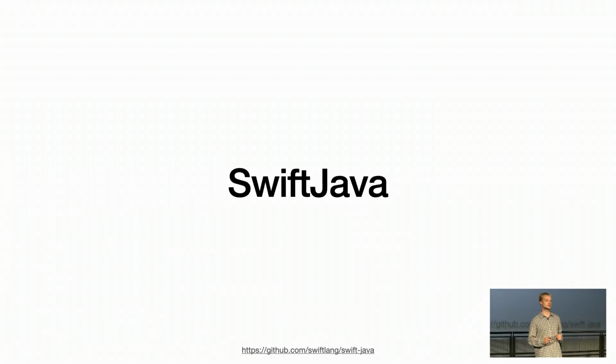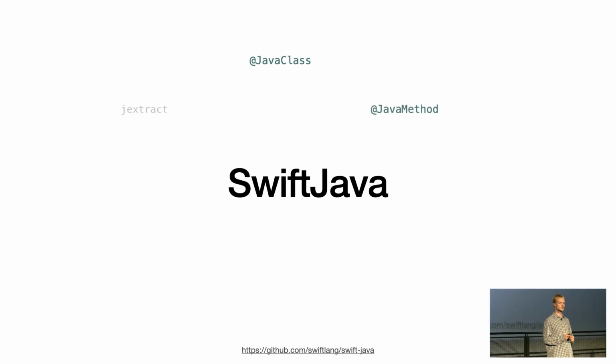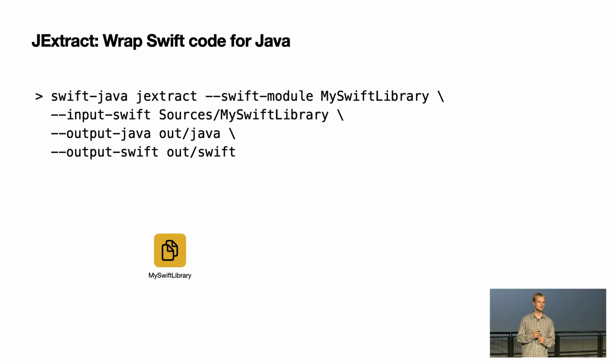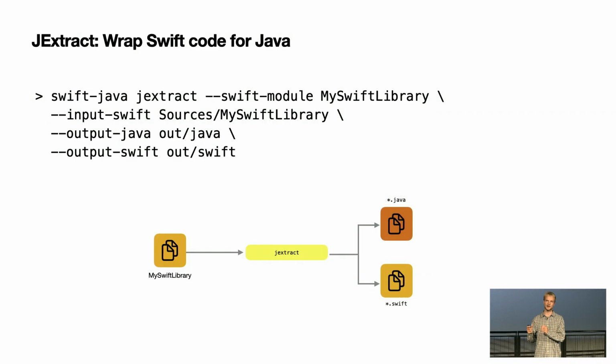Last year, at this exact conference, the Swift team announced the Swift Java library. Now, the Swift Java library includes several tools for interopting between Swift and Java in both directions. In this talk, I'm going to be focusing on the JExtract tool. Now, the JExtract tool is a command line tool and also a build plugin. It will automatically take your Swift sources, analyze them, and extract Java APIs that you can call from Java. You can pack this up in a jar or an Android package and throw it in your project.